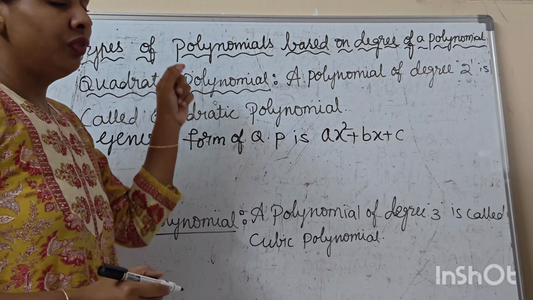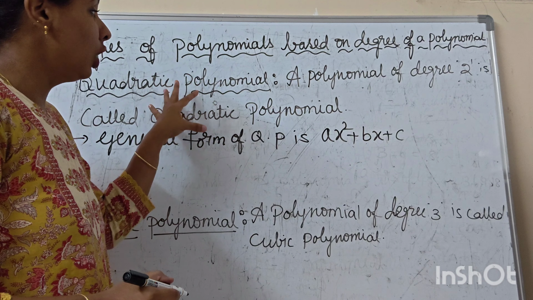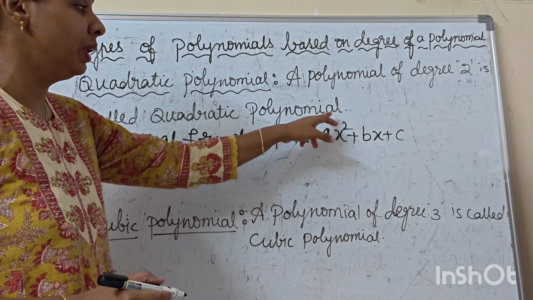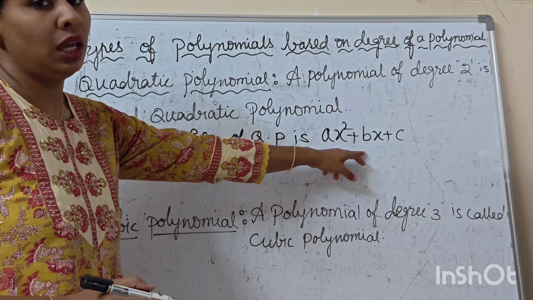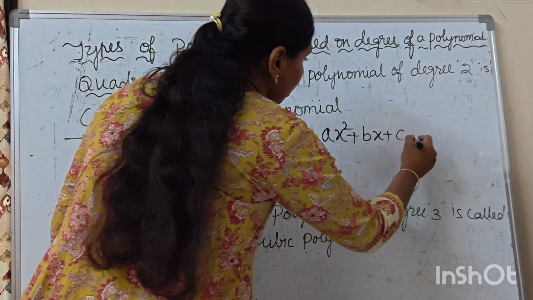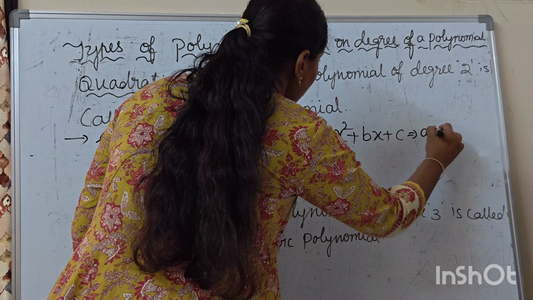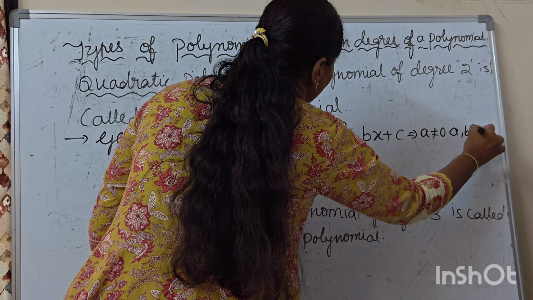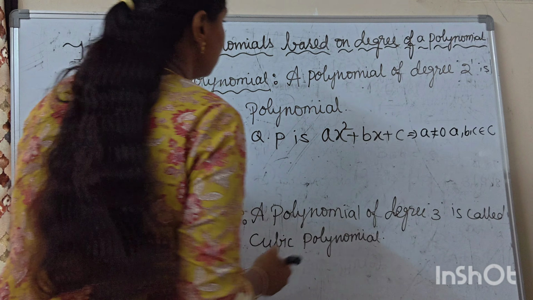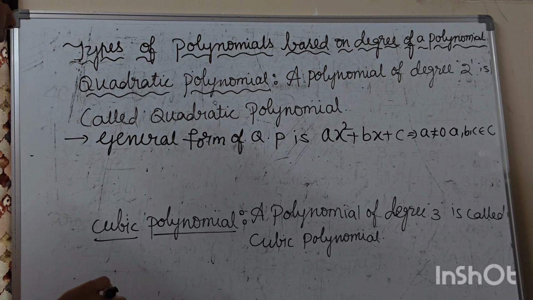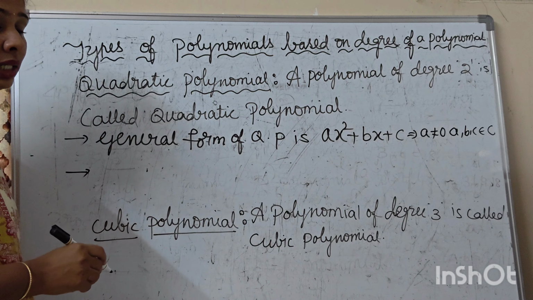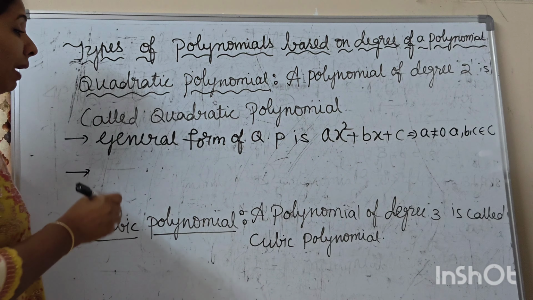If a becomes 0, then that term becomes 0 and it becomes a linear polynomial, so it would not be quadratic. So a should not be equal to 0, and a, b, c belong to complex numbers. What is the degree? We know it is 2. Maximum how many zeros will you get? 2 zeros.